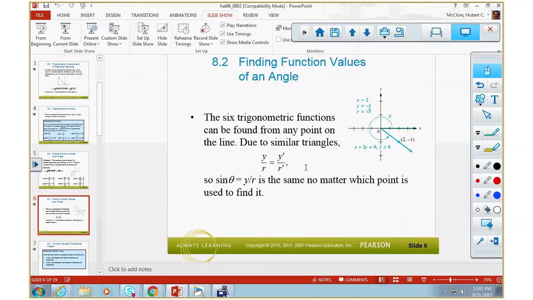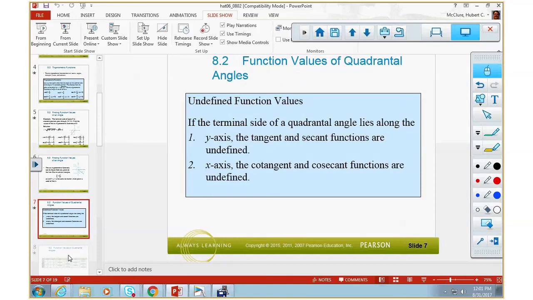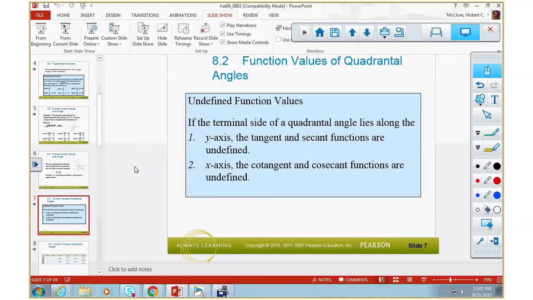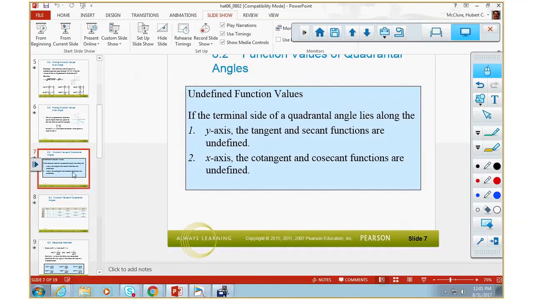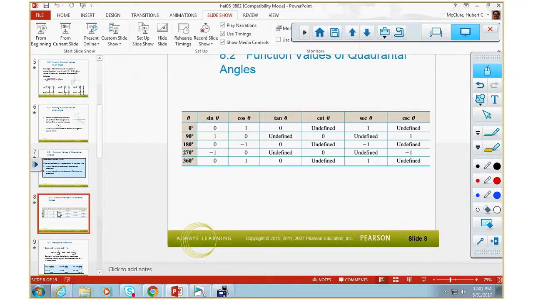Six trigonometric functions can be found from any point. Okay, I don't really care about that. They're just showing you there's another angle at -2 and +1, or +2 and -1. You do the same thing there. Okay, we'll get to that in a minute. That's what they're finding right here.